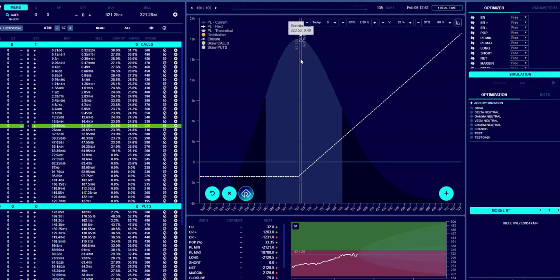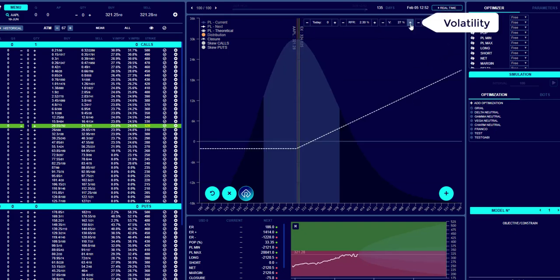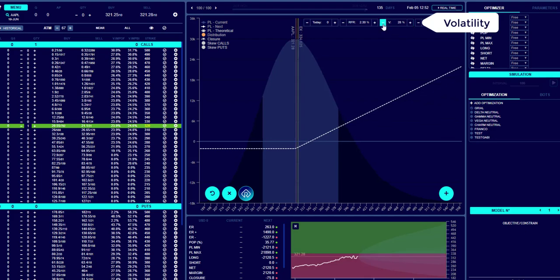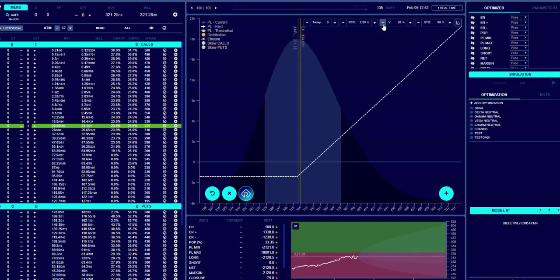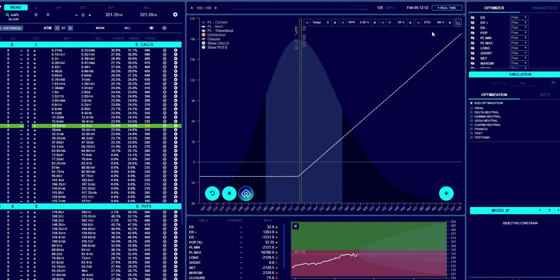The vertical line is the current price of the underlying. The second vertical line is the price of the underlying with the risk-free rate. We can parameterize the value of volatility. Change the shape of the distribution.